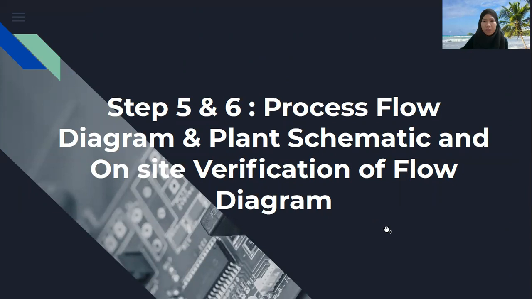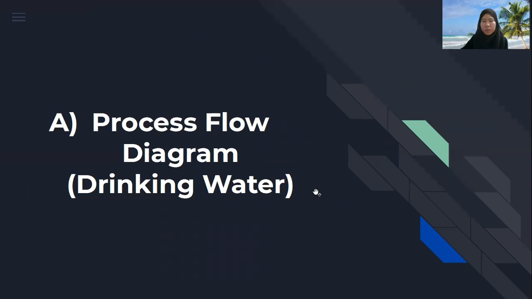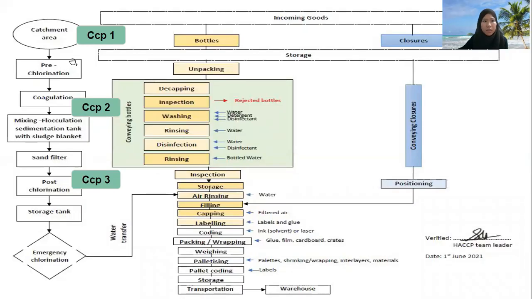Next, for the process flow diagram and plant schematic and on-site verification of the flow diagram in steps 5 and 6, we proceed to the process flow diagram first before the schematic plan. So we can see here the catchment area. From the catchment area, it undergoes pre-chlorination, coagulation, mixing, sand filter, post-chlorination, and storage tank, before emergency chlorination if needed, before going to storage or washing or rinsing. So we can see in this flow, we have three CCPs, and these CCPs will be explained in more depth by my partner in the next step. So this plan has been verified by the HACCP team leader on the 1st June.